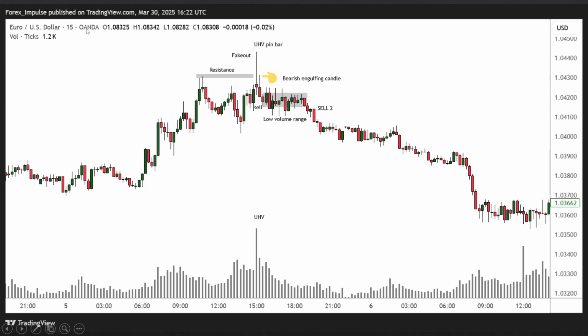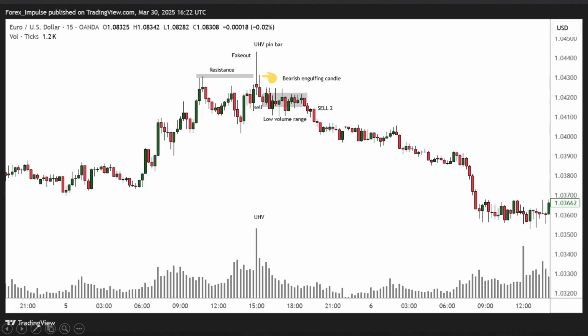Again, this is a Euro USD chart, 15-minute chart. Market was going up, then suddenly the market got a pin bar with the ultra high volume, very high volume than the previous 20-30 bar volumes. Clearly volume is very ultra. Maybe due to some news, then market started ranging. When market starts ranging with the low volume, you just need to wait for the break below this range with the low volume. If the volume is low, then you should sell there.